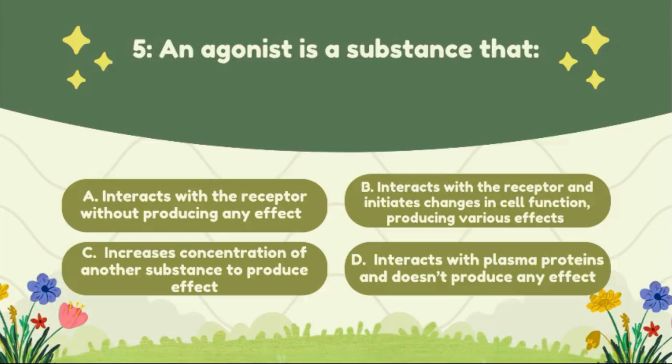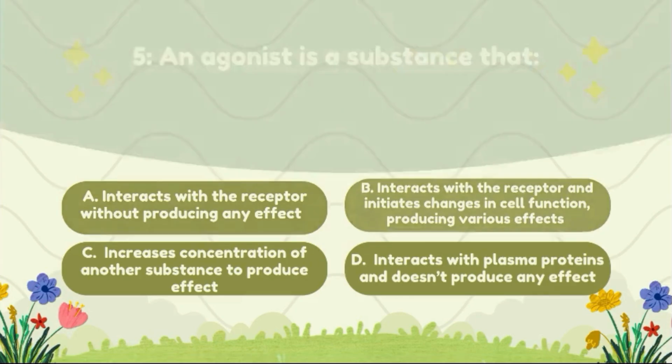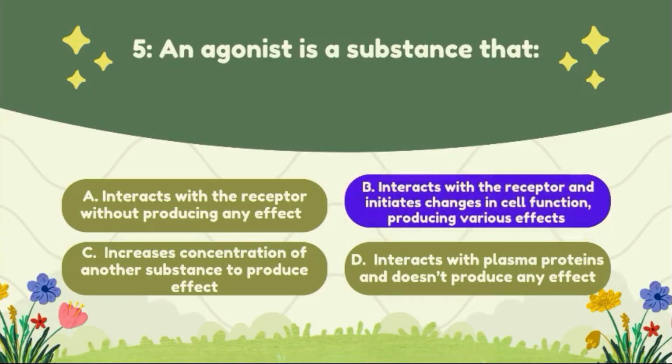Question number 5. An agonist is a substance that: A. Interacts with the receptor without producing any effect. B. Interacts with the receptor and initiates changes in the cell function producing various effects. C. Increases concentration of another substance to produce effect. D. Interacts with the plasma protein and does not produce any effect. Correct answer is option B. Interact with the receptor and initiate changes in the cell function producing various effects.